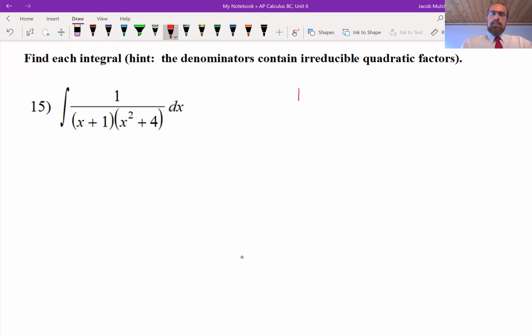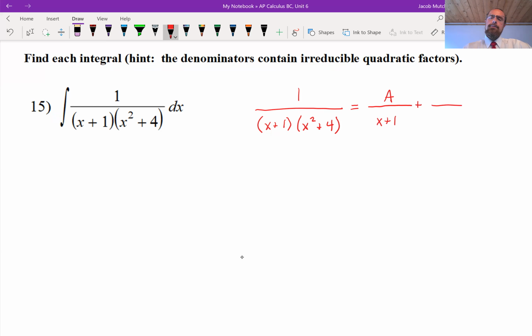Now I have to take a slightly different approach because I've got a quadratic in the denominator and I cannot factor it any further. So x plus 1 is like my previous linear terms, but x squared plus 4 is the irreducible quadratic. I cannot factor x squared plus 4 in the real numbers. So as I set up the right side, the first term will look familiar, a over x plus 1.